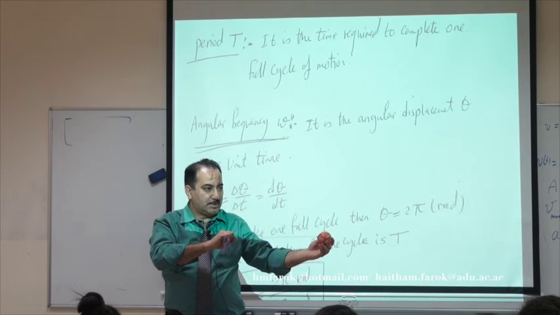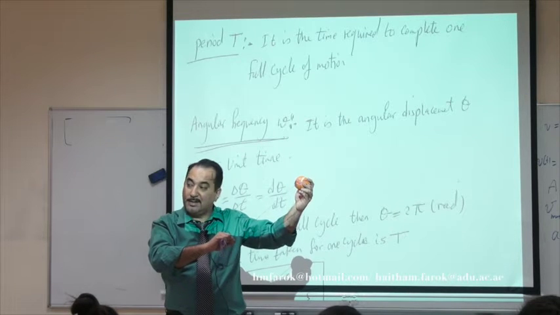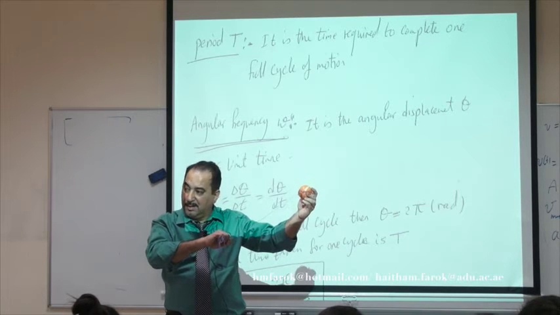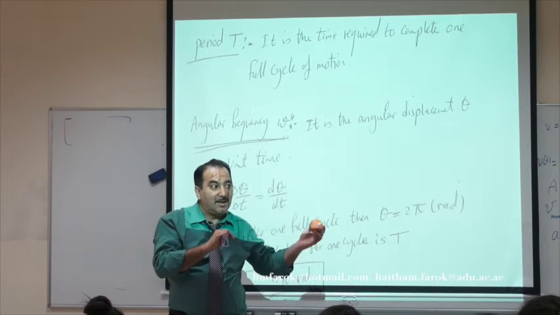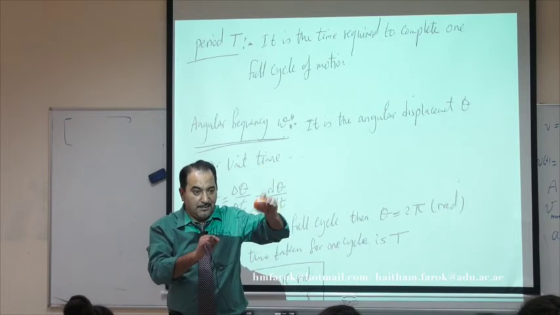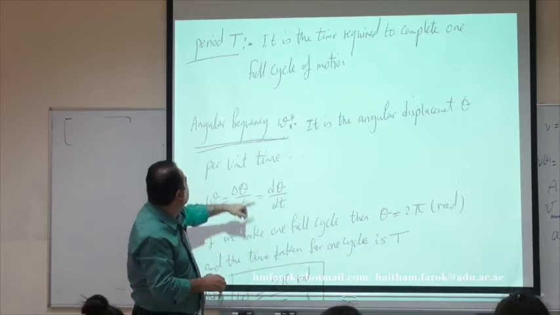What if it does this? Look. It's the same 30, but different, more time. So to distinguish between those two, this is what we call angular frequency: the angle divided by the time taken. So what is angular frequency?